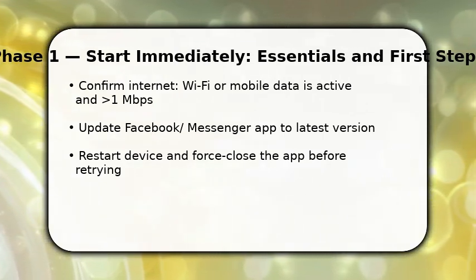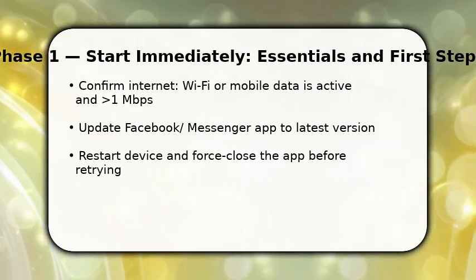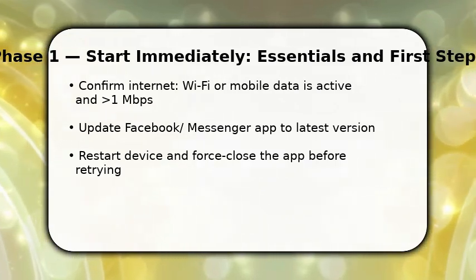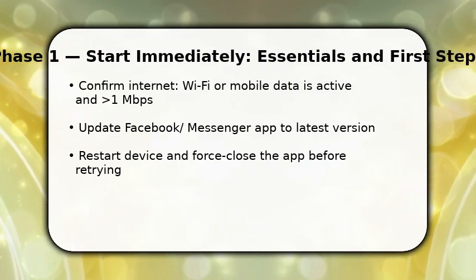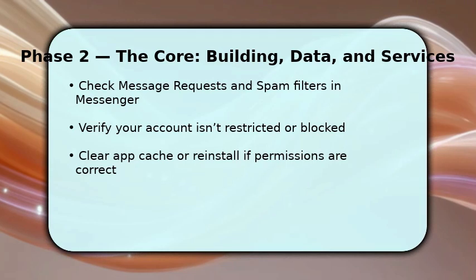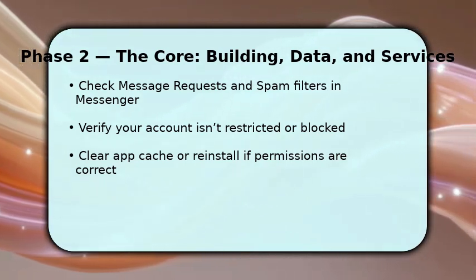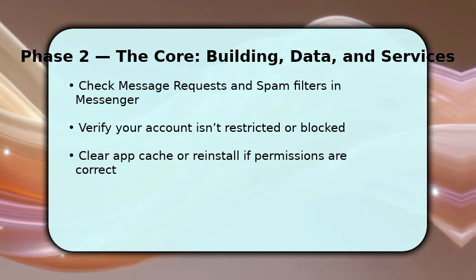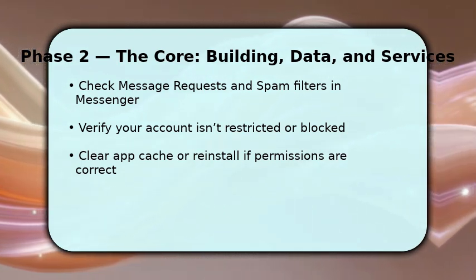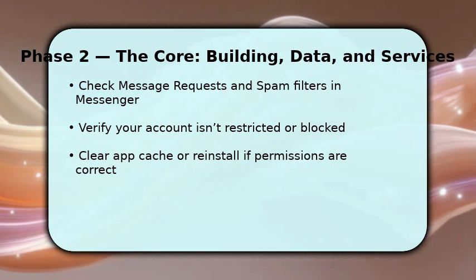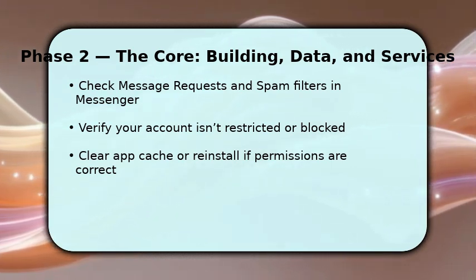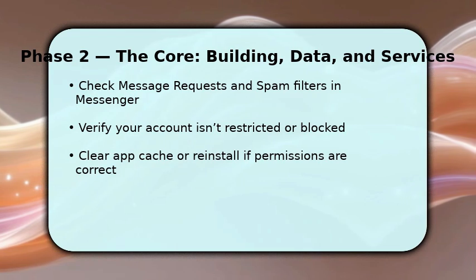Now, move to account and app settings to check deeper causes before changing network settings. Now inspect Messenger settings and your Facebook account. You need to check message requests and the spam folder. Sometimes messages are filtered. Make sure you haven't blocked the sender and confirm your account isn't flagged or restricted, which prevents delivery. Next, verify app permissions for contacts, storage, and background data.